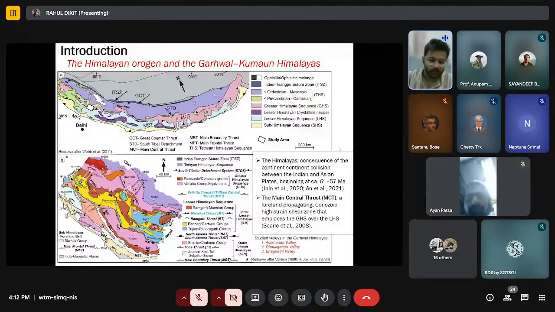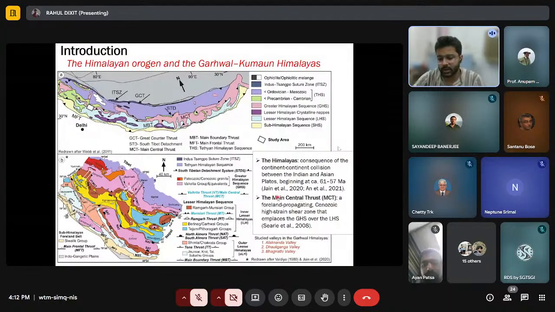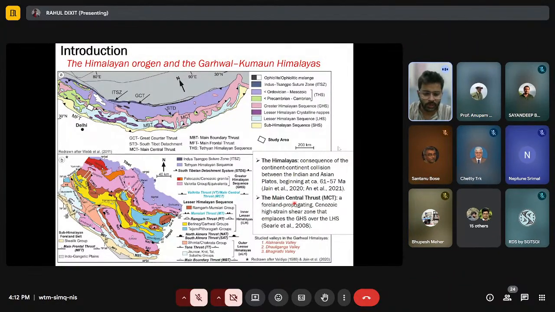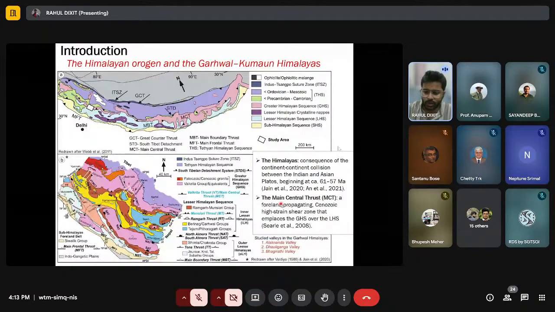The work that I have done is mainly related to the Main Central Thrust, and why it is important to talk about this thrust system we will see in the further slides. To start with, the Main Central Thrust is a foreland propagating Cenozoic high strain shear zone that emplaces the Greater Himalayan sequences on top of the Lesser Himalayan sequences. We mainly focused on three river valleys in the Garhwal Himalaya.